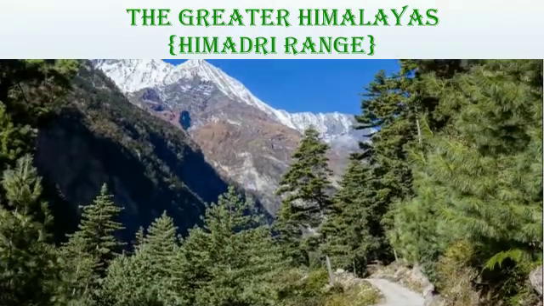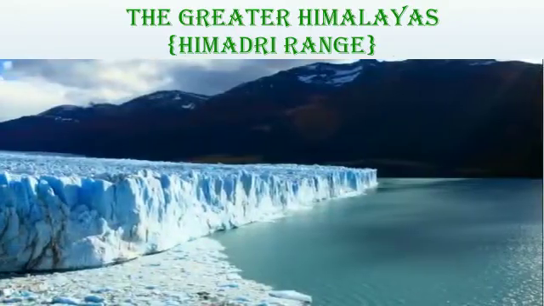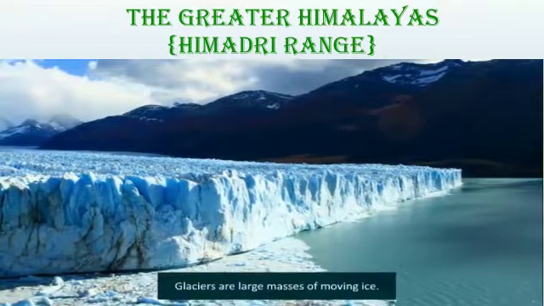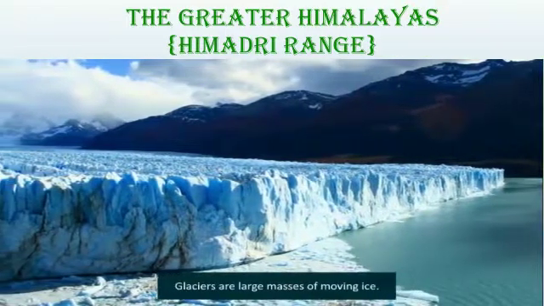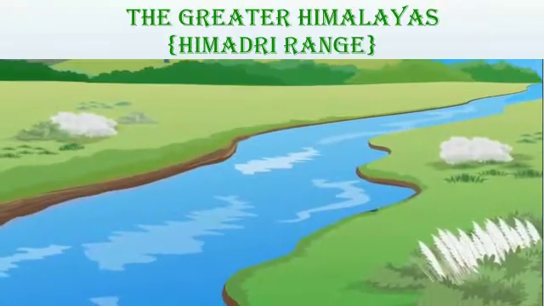The Greater Himalayas are covered with snow throughout the year. Many glaciers are present in this range of the Himalayas. Glaciers are large masses of moving ice. Many Himalayan rivers are formed by the melting of glaciers. The Indus, Ganga, and Yamuna are some of the rivers which originate from the Himalayas.